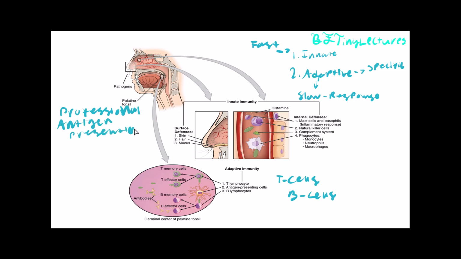So what are these guys anyways? Well, these guys right here, they are the dendritic cells. That's like the main person. We also have the macrophages.